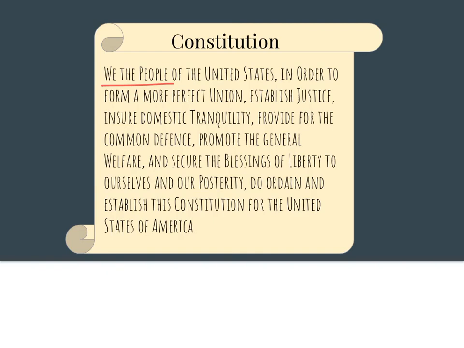And this just lays out the goals of the Constitution: to create a more perfect union and create justice and tranquility, and to help everyone defend themselves, and to create a lasting government that's going to be able to be passed on to future generations.